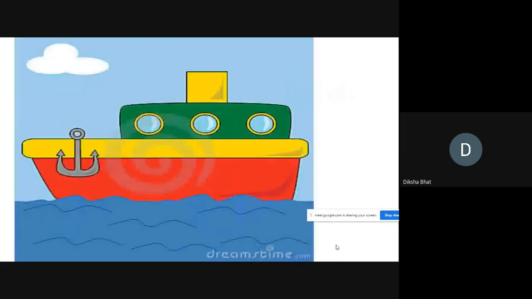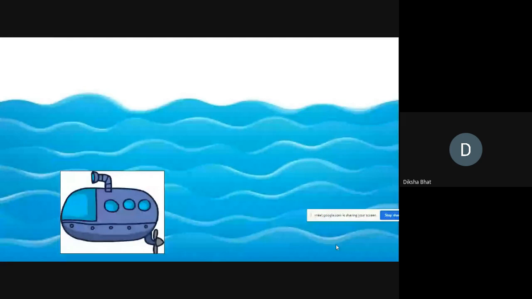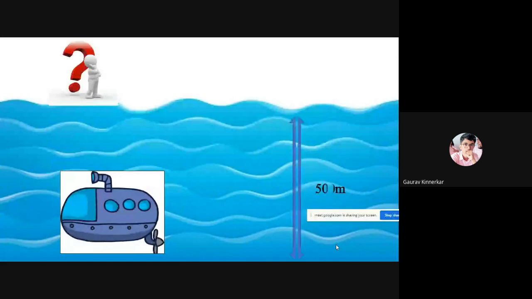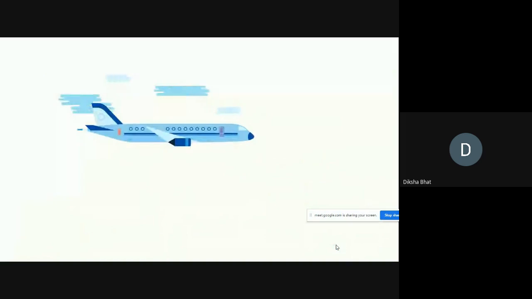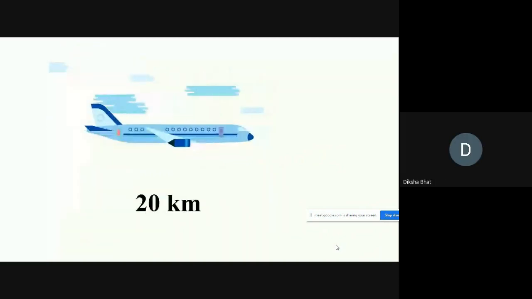Suppose the ship is 200 meters above the sea level. Which sign would you use to represent this? +200. Yes, very good. Here we have a submarine. It is 500 meters below the sea level. How would you represent this using sign? -500. Yes, correct. This is an airplane. It is 200 kilometers above the ground. Positive 200. Yes, correct.